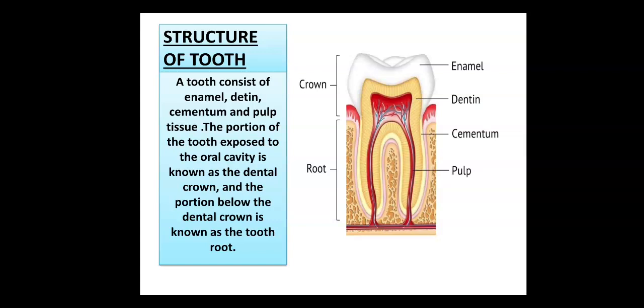The very first label here is enamel. Enamel is the hardest part in our body. It is harder than our bones, and it does the process of mastication. Below the enamel there is dentin. It is as hard as bone.